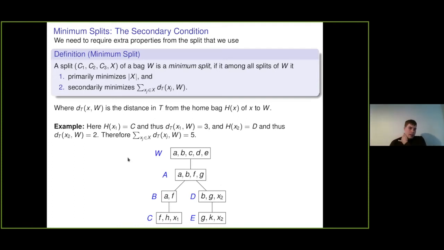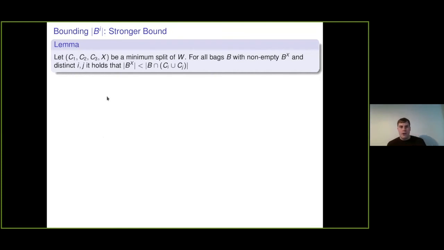And so we want the separator x in the split to primarily minimize the size of x and secondarily minimize this distance function. And why we want this is that now we can prove a stronger bound on the number of these fixing vertices that we need.